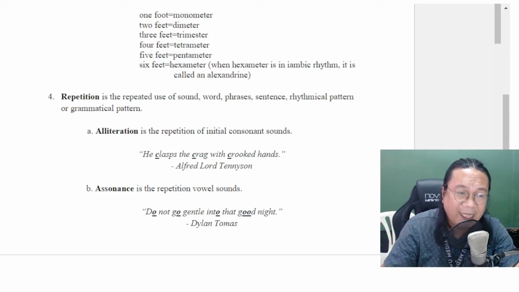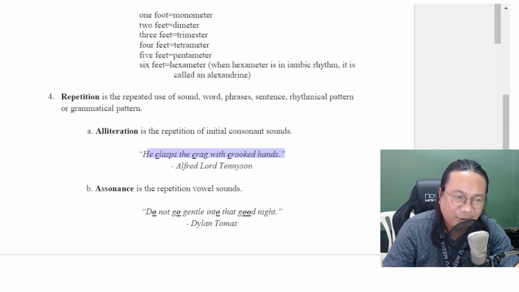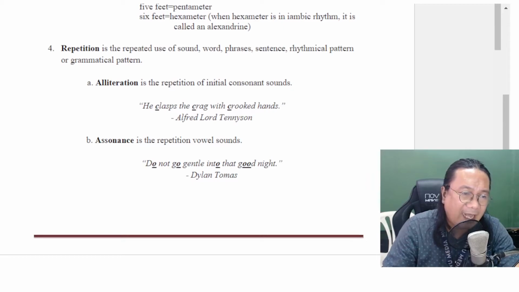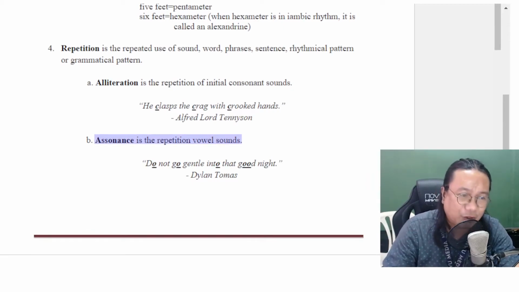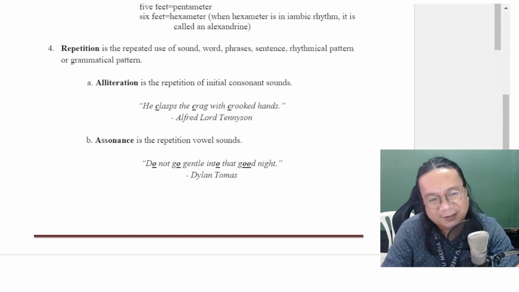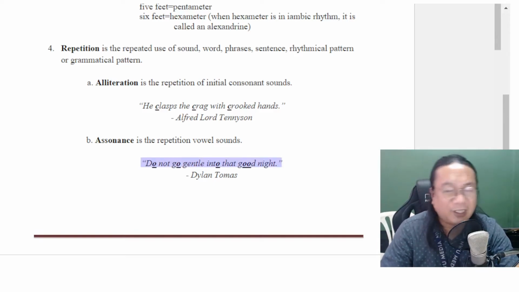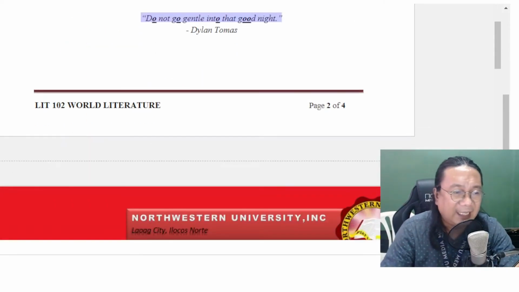No, for example, he clasps the crag with crooked hands. No. So inulit niya yung k, k, k. So that was what we call alliteration. Assonance is the repetition of vowel sounds. For example, do not go into the good night. So that's repetition in your word place. No, that's assonance.